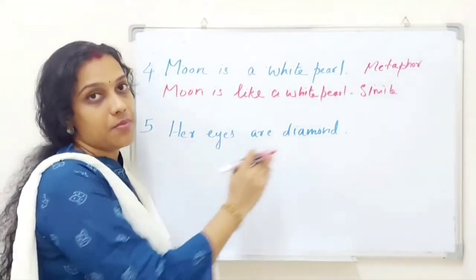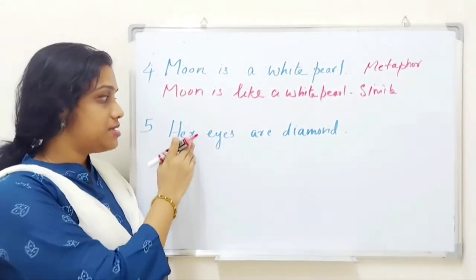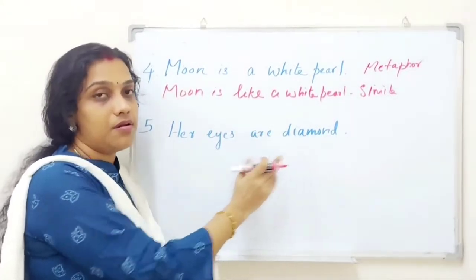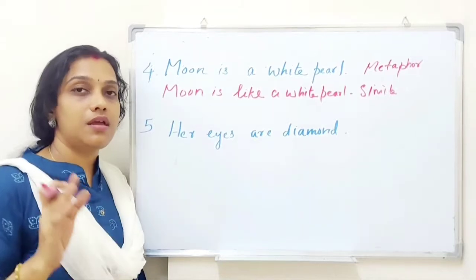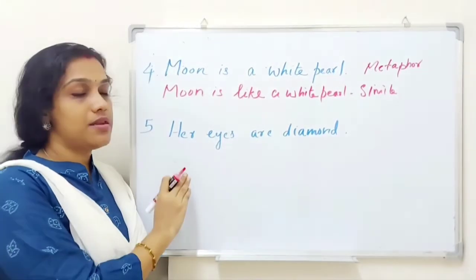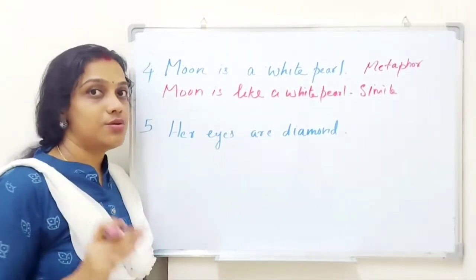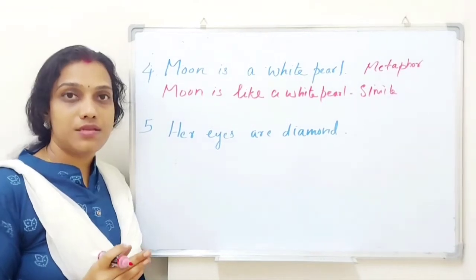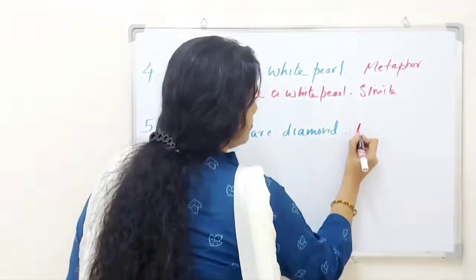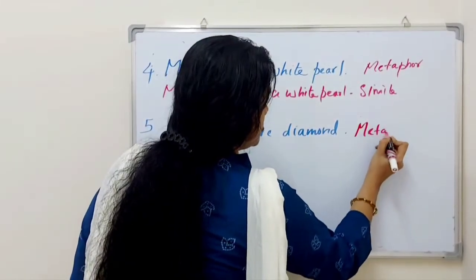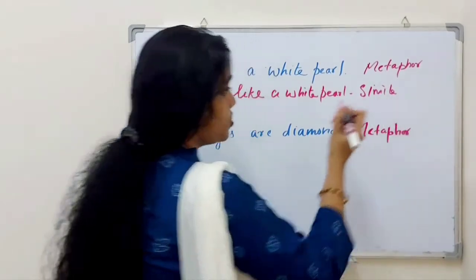Now the last sentence. Her eyes are diamond. Again, the comparison is between eyes and diamond, and here we are not using any connecting words. The comparison is made very straight. So what is the poetic device here? It is a metaphor. So here also we can see this metaphor used.